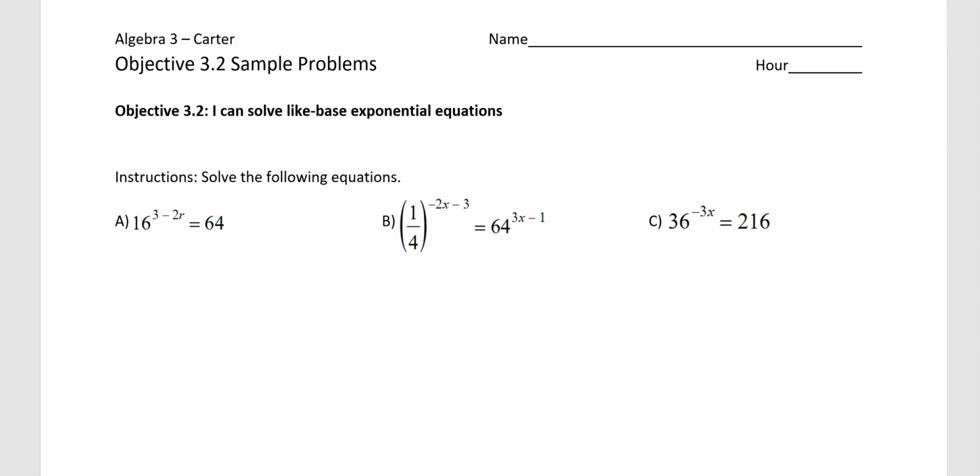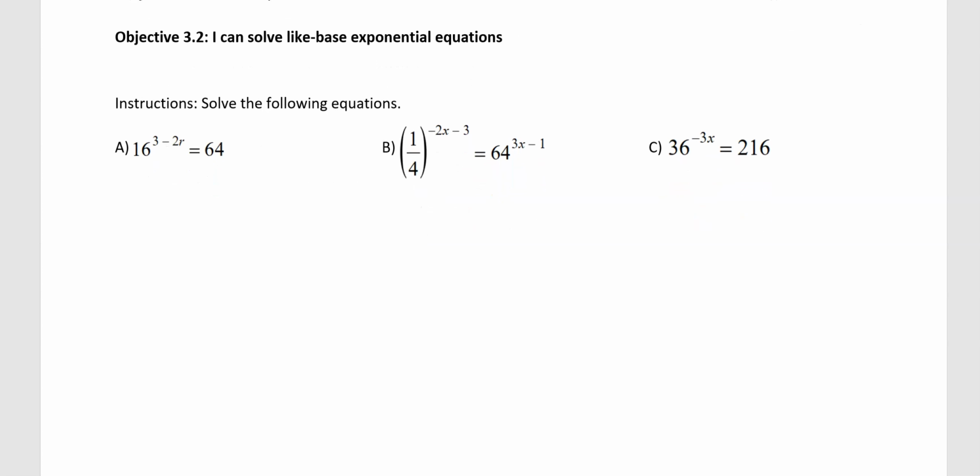Now let's look at some Objective 3.2 sample problems. Objective 3.2, I can solve like-base exponential equations, and that's what we're going to do today. So looking at letter A here, 16 to the 3 minus 2r equals 64.